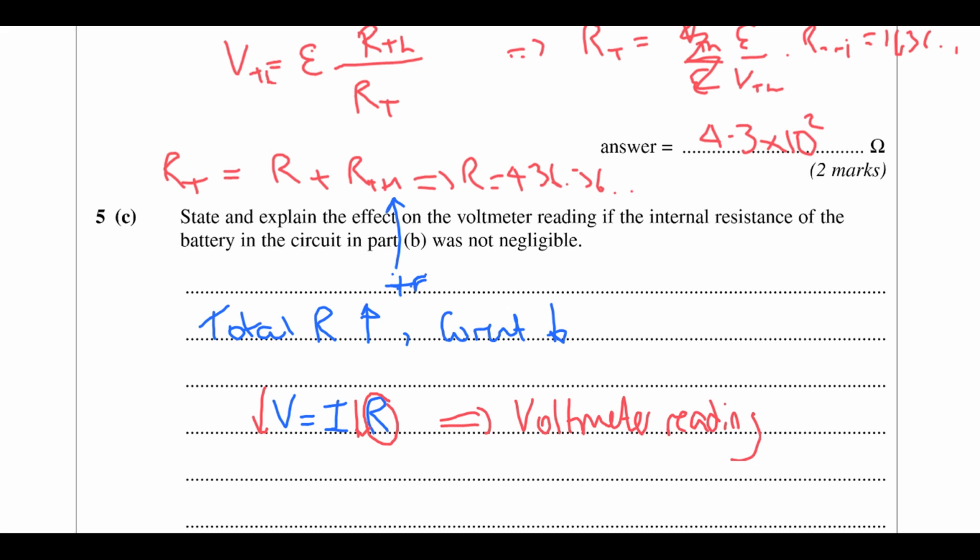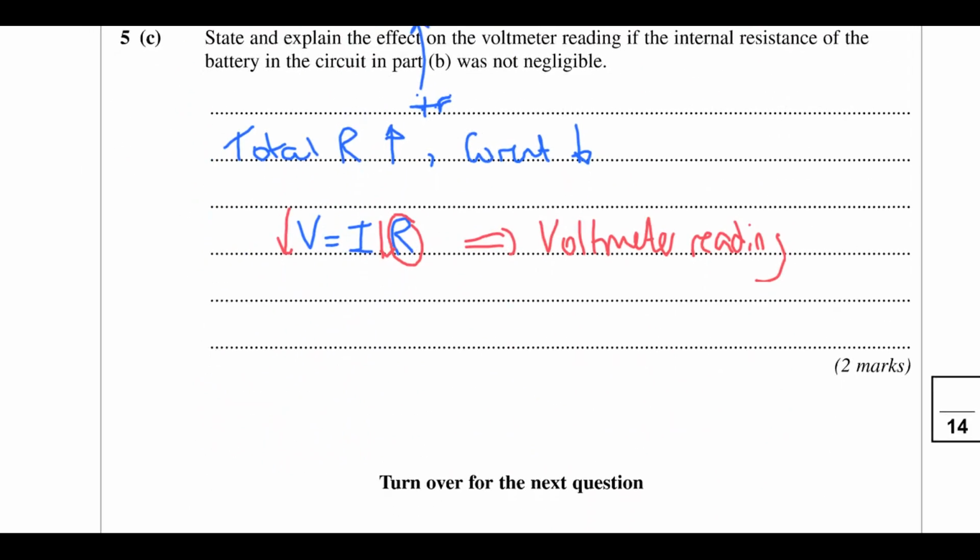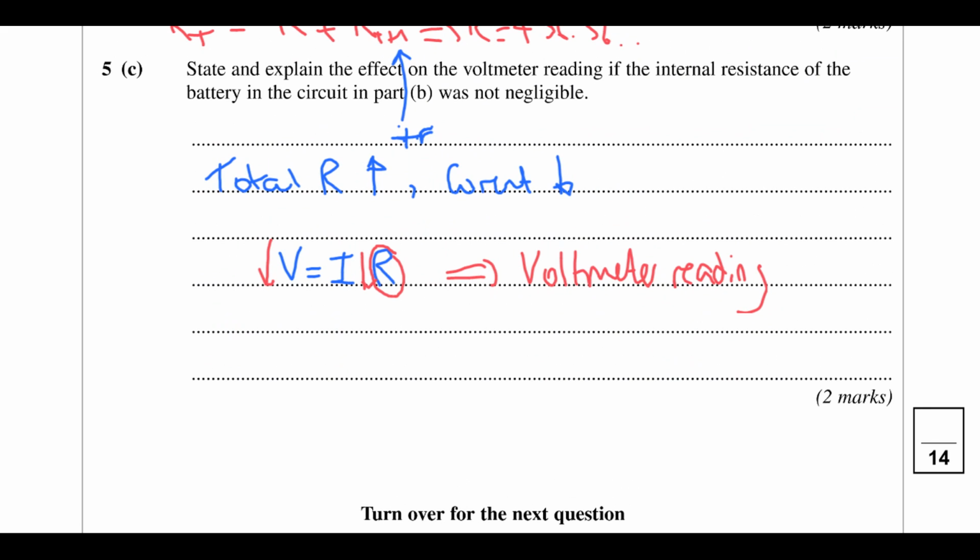Okay, so the way people often get jumbled up with this is they've gone, well, R's increased and current's decreased, so V stays the same. The key to recognize using Ohm's law is the resistance of the actual resistor itself has stayed the same throughout. So if current decreases, the voltmeter reading decreases. Okay, so that finishes that question there. Let's move on to the next one.